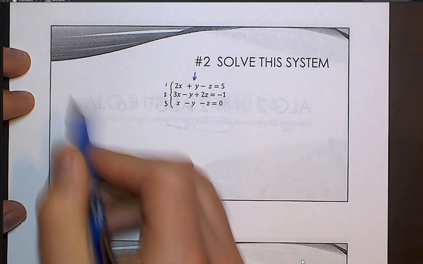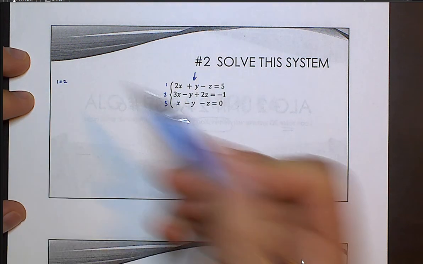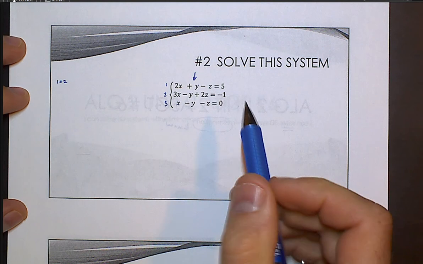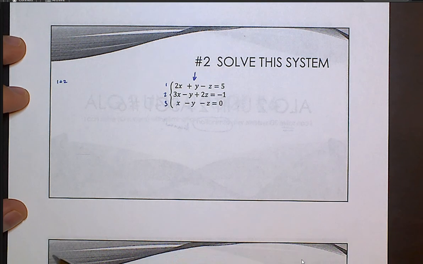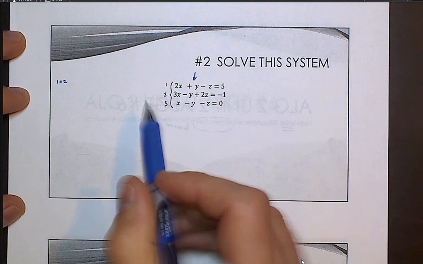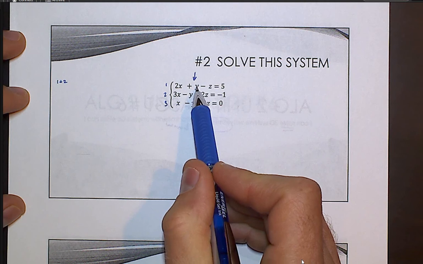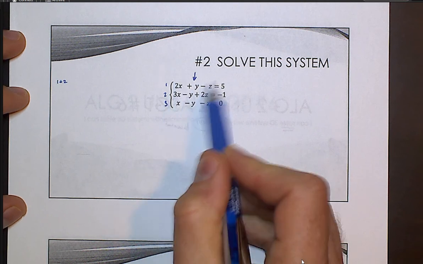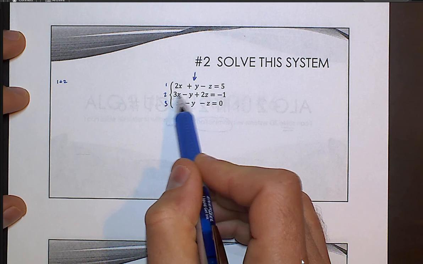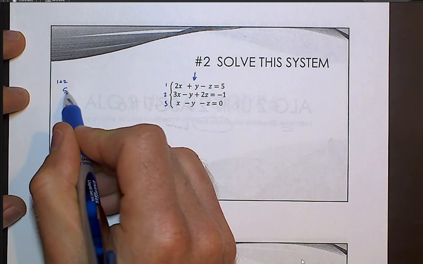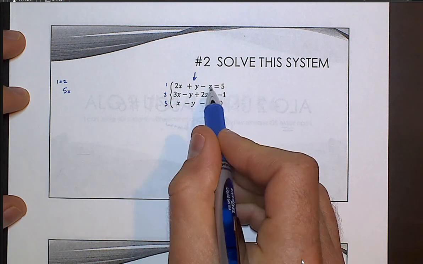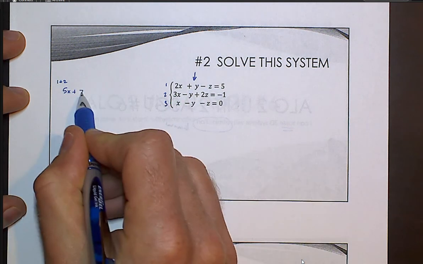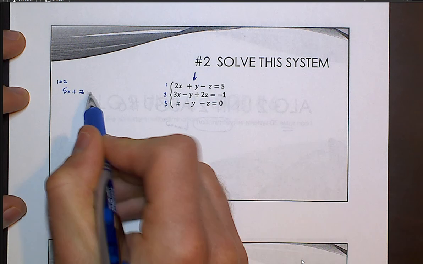I'm going to, off to the side, I'm just going to add my equation 1 plus equation 2. Now, I'm going to do this without showing every single step. So I'm just going to add 1 and 2 together because I see the plus y and the negative y, and I know those will cancel out. So I'm going to add my columns here for 1 and 2. 2x and 3x would make 5x. My y's would cancel. Negative z and 2z would just be a regular z. And then 5 and negative 1 would become 4.